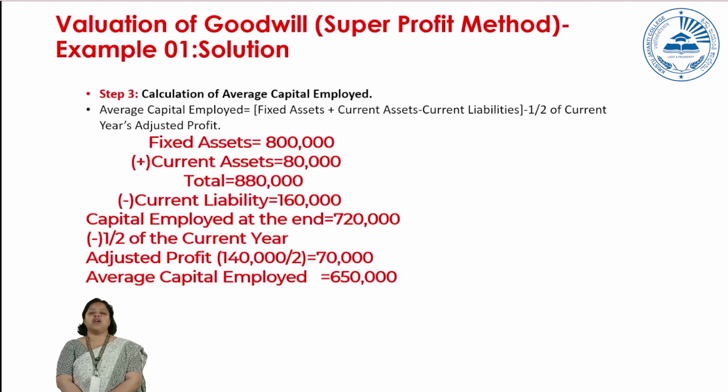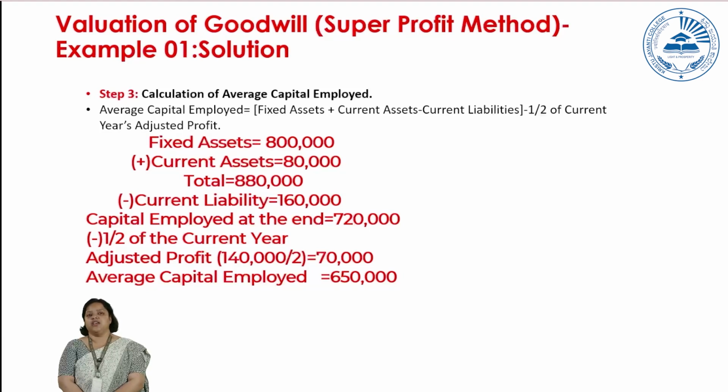Step 3, we need to calculate the average capital employed. The formula I have already mentioned: fixed asset plus current asset. If market value is given, we should consider market value. Otherwise, we go with the balance sheet value. Fixed asset plus current asset minus current liabilities. Fixed asset, they have given 8 lakhs, plus current asset 80,000. So total asset we got 8,80,000. From there I have deducted current liability 1,60,000. So capital employed at the end has come to 7,20,000.